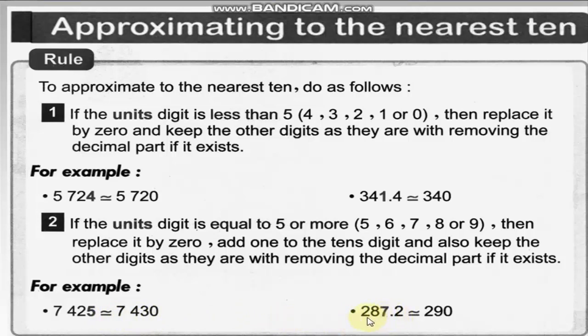287.2 approximated to the nearest ten. The tenth here is number 8. Look at the unit. The unit here is number 7. Number 7 is more than 5, so we replace it by 0 and remove the decimal part and add 1 to the tenth. So 8 will become number 9, and replace 7 by 0, remove the decimal point and keep 2 as its value. So 287.2 approximated to the nearest ten is 290.